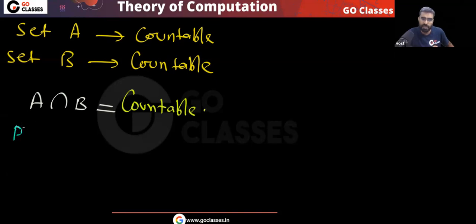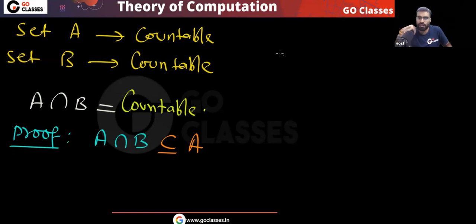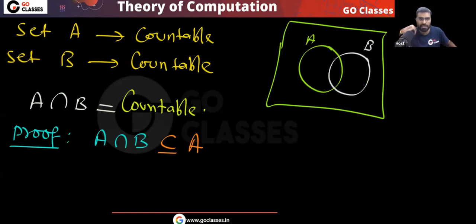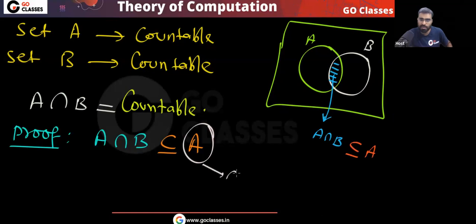The proof is very simple. Let's assume A intersection B. Can I say that is a subset of A? Of course. See, this is the Venn diagram. This is set A. This is set B. So where is A intersection B? This area is A intersection B. Can I say this area is a subset of A or not? Yes or no? So if A is countable, a subset of countable is what?